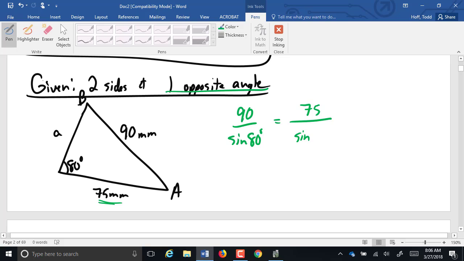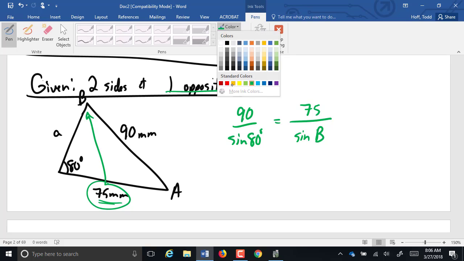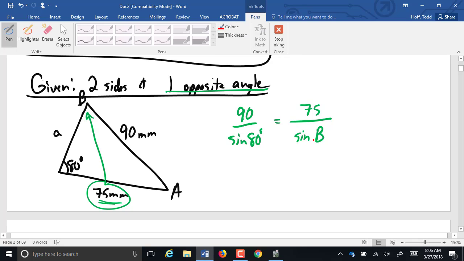Sine of what angle is going to go on the bottom? What's the opposite angle from 75? B. So what I'm going to find down here is angle B. Now notice what I'm finding is not B itself, it is the sine of B. Note that. So now we're going to cross multiply and divide. Sine of 80 times 75 divided by 90.